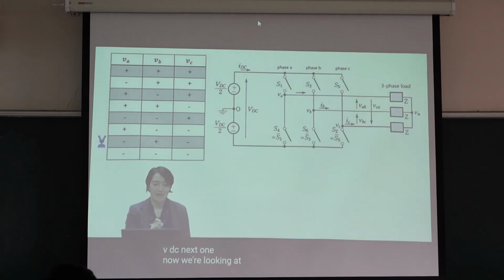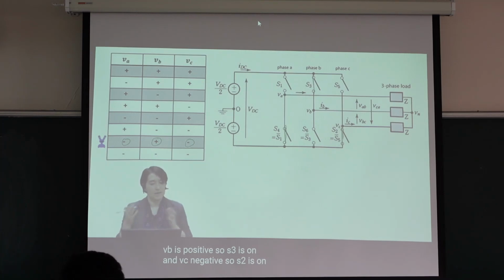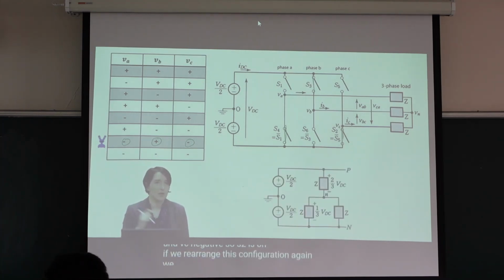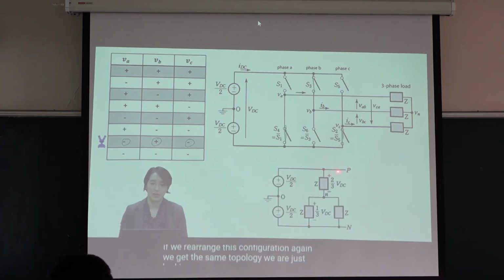Now we're looking at phase A being negative, so switch S4 is on. B is positive, so S3 is on. And C is negative, so S2 is on. If we rearrange this configuration again, we get the same topology we were just looking at.